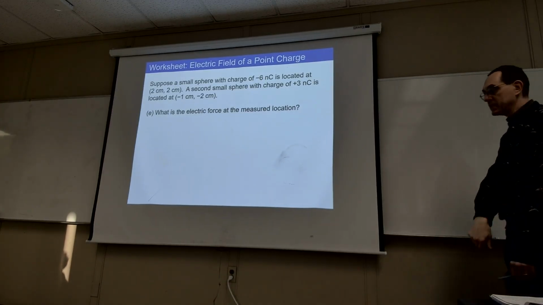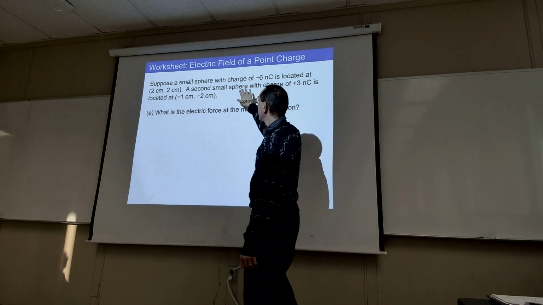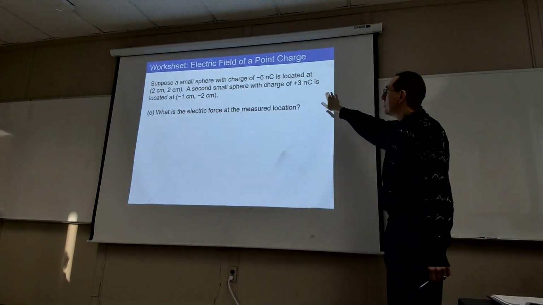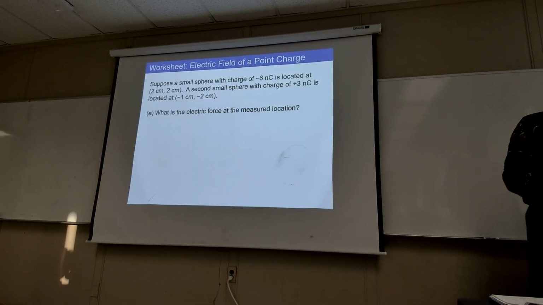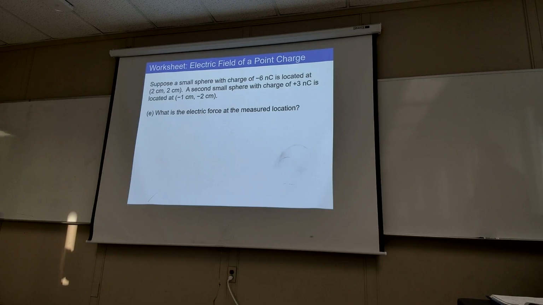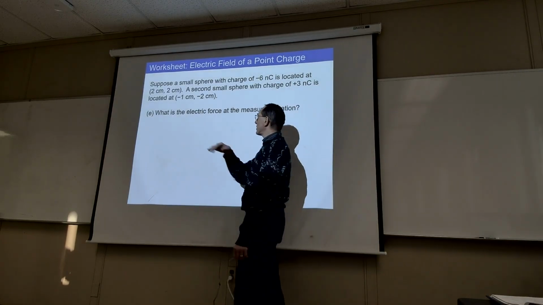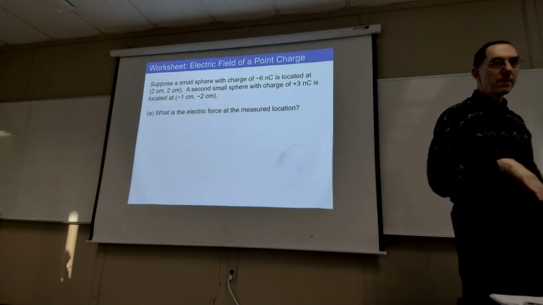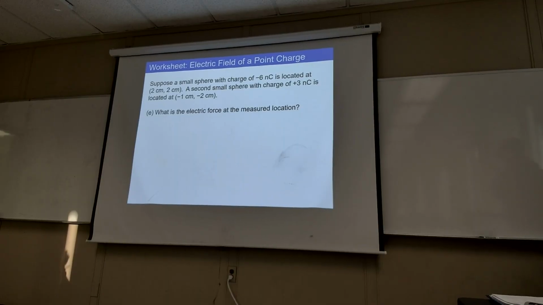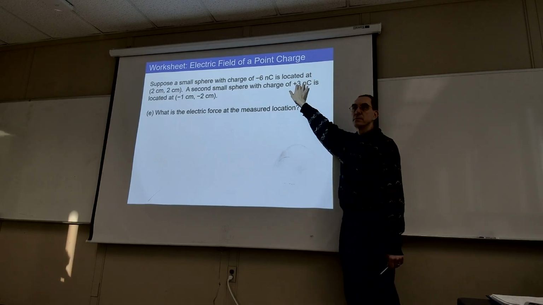So let's go back to our worksheet. There's a little second part to this problem. The second part says there's a second small sphere with a charge of plus 3 nanocoulombs located at -1 centimeter, -2 centimeters. Okay? So the question we want to ask now is, what is the electric force at the measured location? So see if you can figure that out in 2 minutes. I want to know, what is the force on this second charge here?